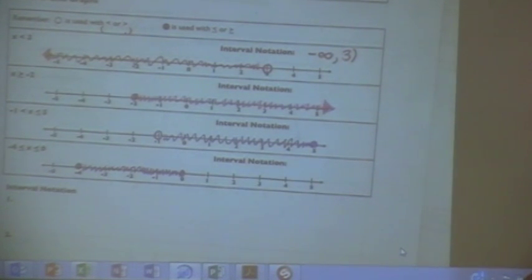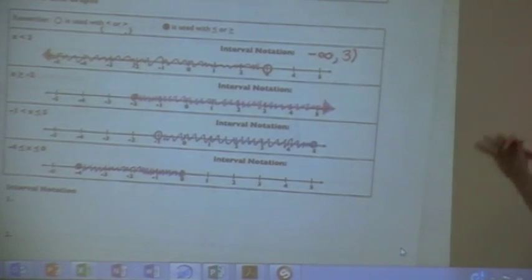It's what we call unbounded. So it's got a parentheses on it. Now, negative infinity, it also has to be unbounded because infinity can't be bound at all. Because what happens once you get to infinity?